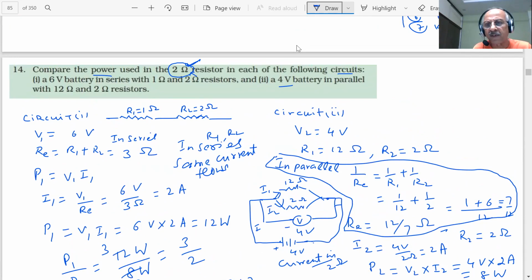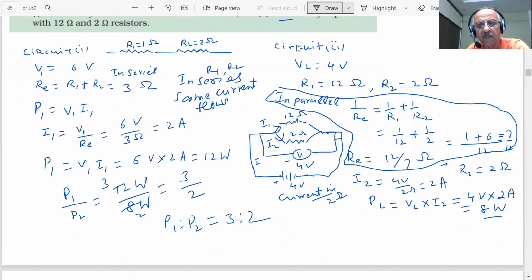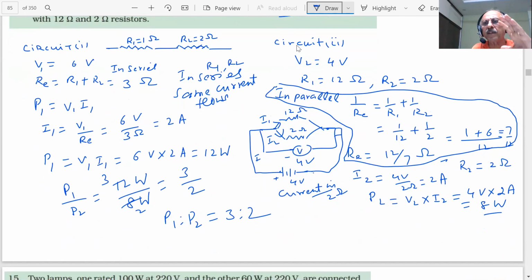Got the answer? Okay? P is equal to V into I. All the formulas I have given you already. What formulas do we have to use, student? Ohm's law, P is equal to V into I, and resistors in parallel, resistors in series. These formulas are being used again and again, students. Okay.